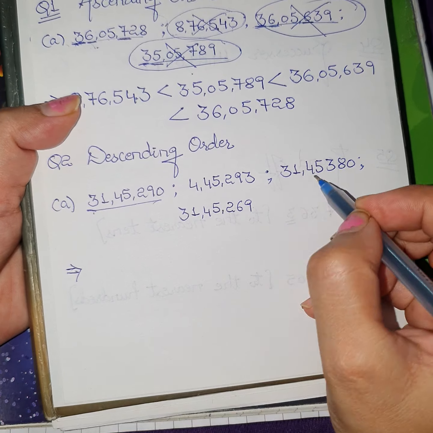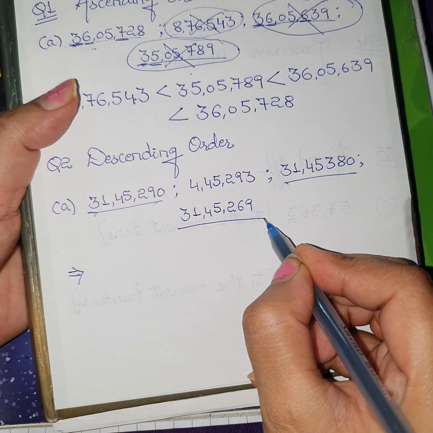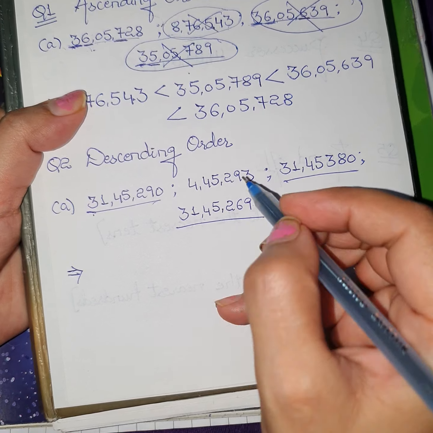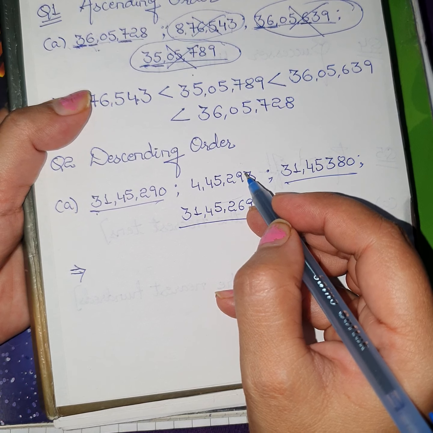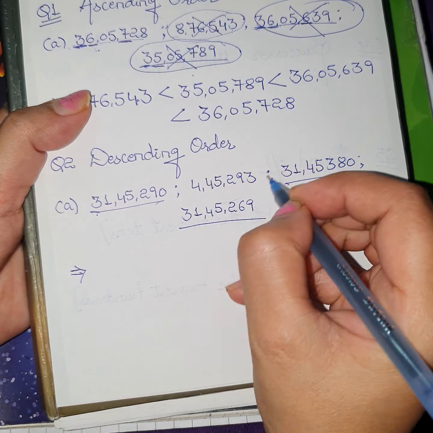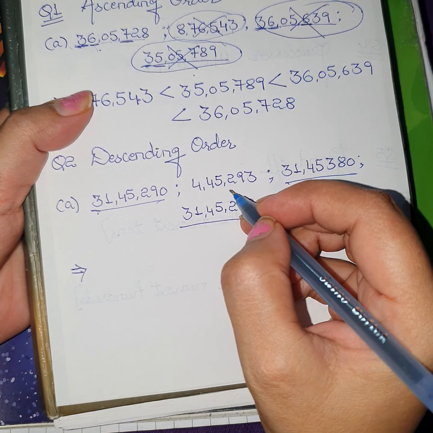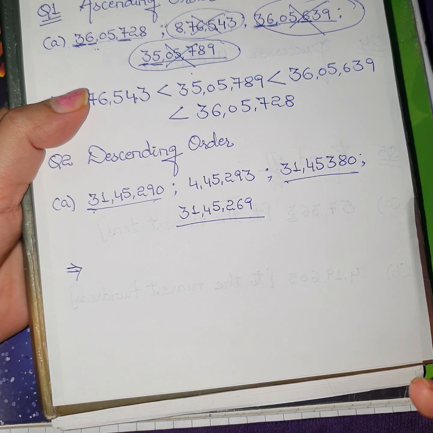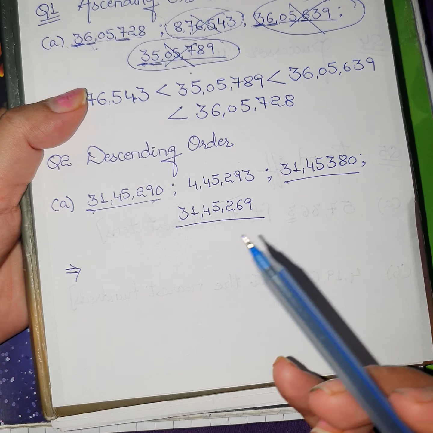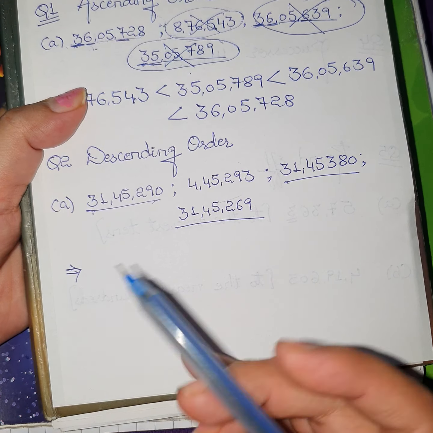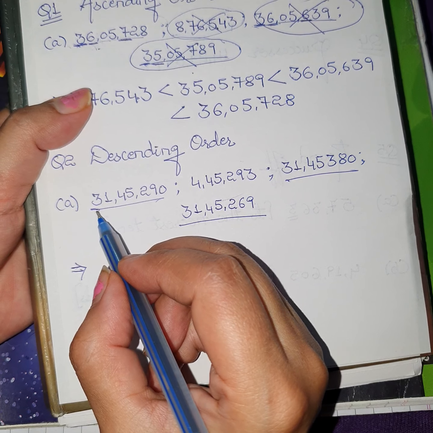Again, the first number, third number and the last number have 7 digits, but the second number has only 6 digits. So it is understood that this number is the smallest number, and in descending order the smallest number will come at the last. So first of all we have to choose which number will come in the beginning. For that we have to check the numbers digit by digit.